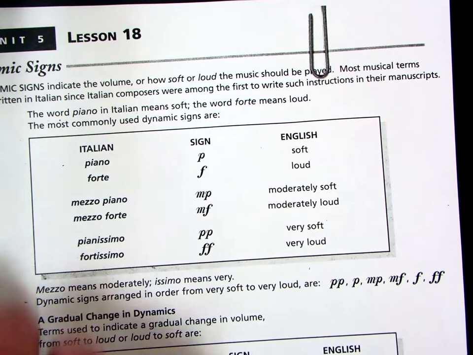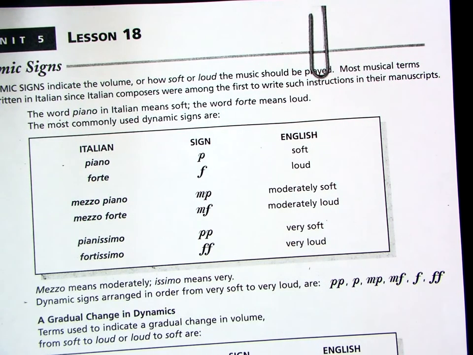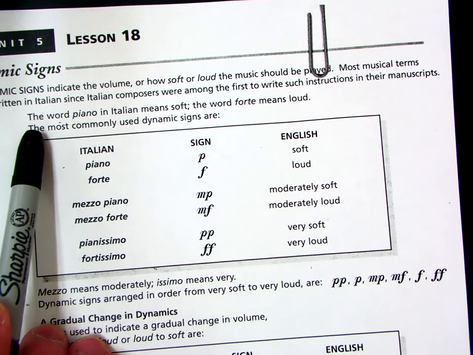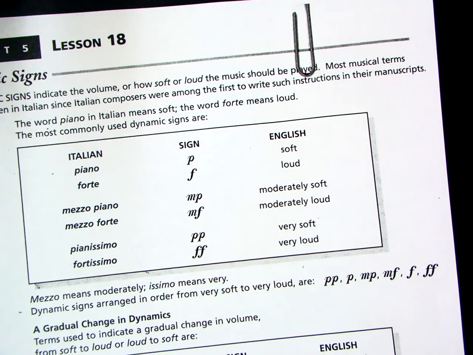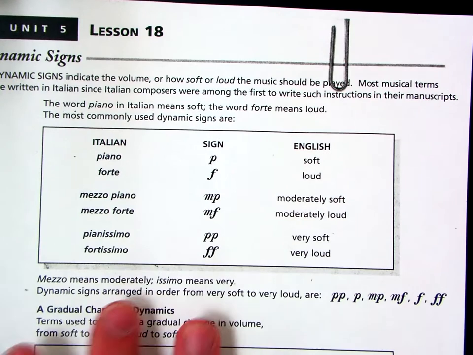So if you want to read with me, dynamic signs indicate the volume or how loud or soft the music should be played. Most musical terms are written in Italian, since Italian composers were among the first to write such instructions in their manuscripts. Right underneath that, the word piano in Italian means soft. The word forte means loud, and the most commonly used dynamic signs are in this box below. So let's go over them together.